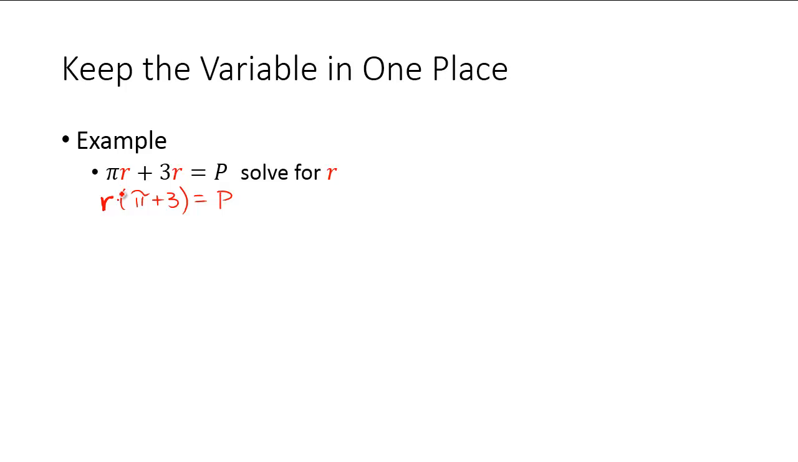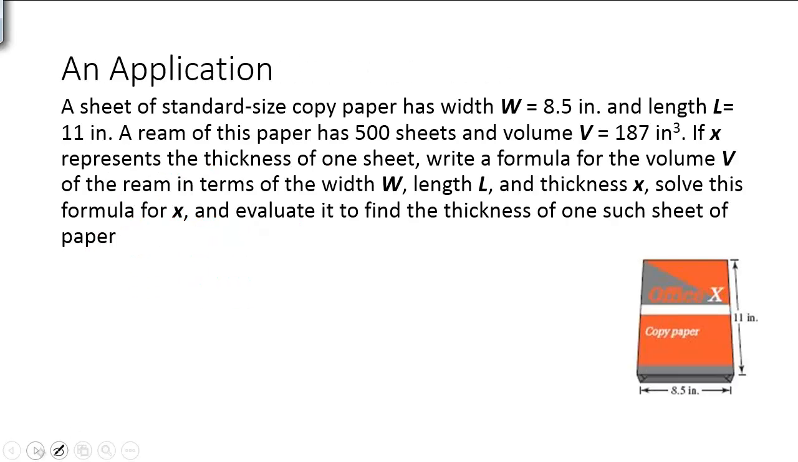But if it's in two places, then it's hard to isolate it, of course. So let's divide by pi plus 3 to get r by itself. And that gives us r equals p over pi plus 3. Now you could also have some applications, so let's take a look at this one example here.